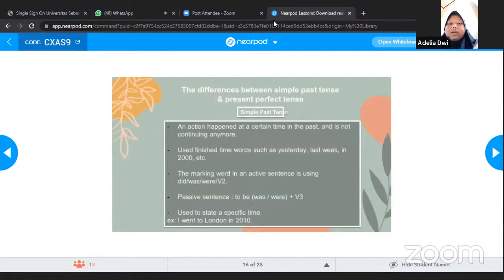And then the third one, the marking word in an active sentence is using did, was, were, or verb 2. And the fourth, in a passive sentence, we use to be, was, were, plus verb 3. And the last one, simple past tense is used to state a specific time. Example, I went to London in 2010. Next slide, please.